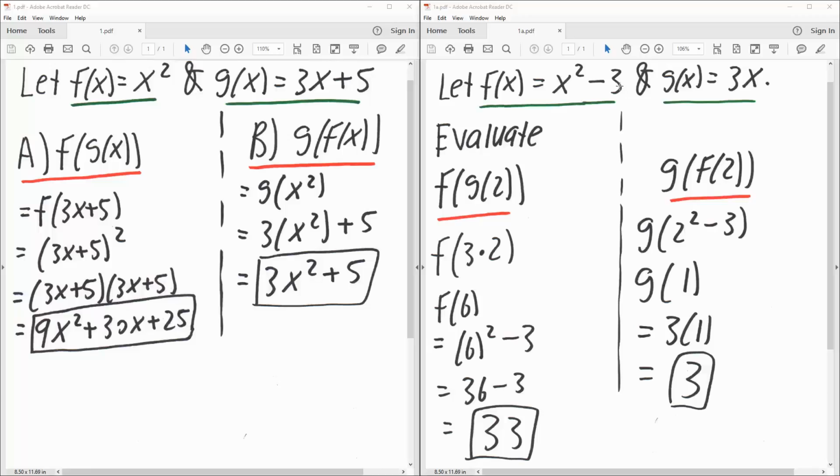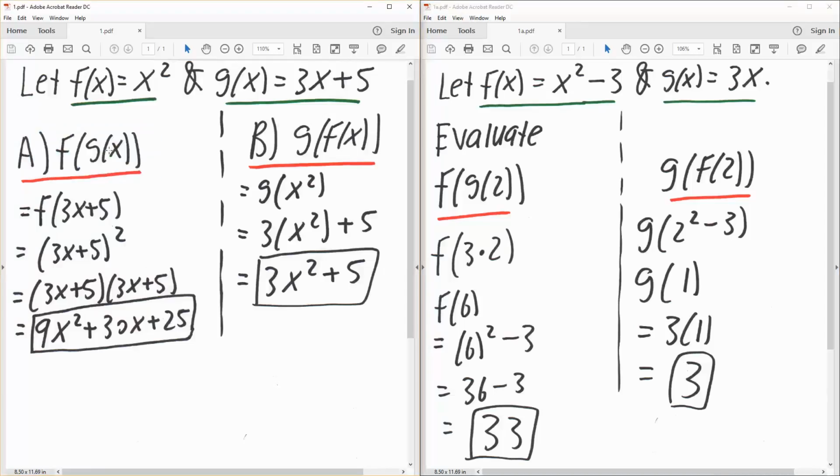In this video, we will go over composite functions, and this is the first problem, and this will be the second problem. So let's get started. So the first problem, let f of x is equal to x squared and g of x is equal to 3x plus 5. And we want to find f of g of x.